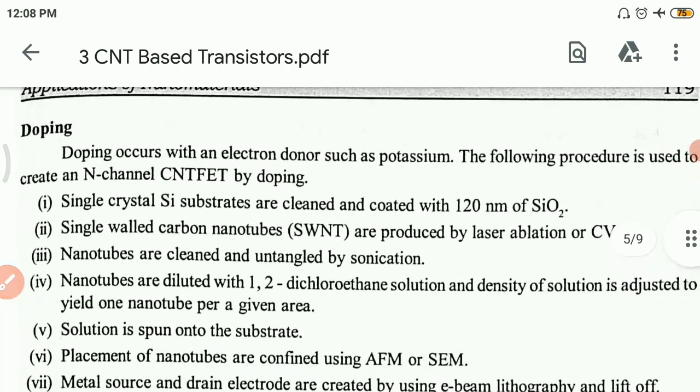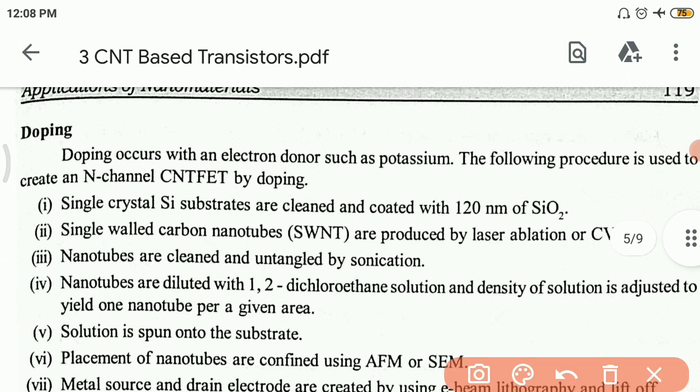Now we come to the second process, which is called doping. Doping occurs with an electron donor such as potassium. For this, the following procedure is adopted to create an n-channel CNT FET by the process called doping. First, the single crystal silicon substrate is cleaned and coated with 120 nanometer of SiO2. Again, very much similar to the process we saw in the case of your p channel.